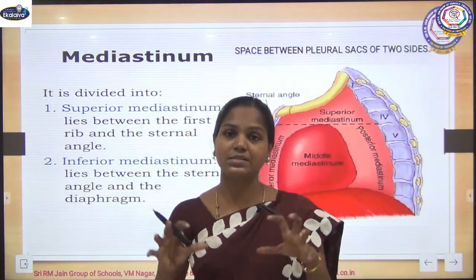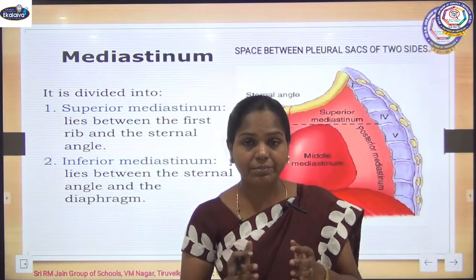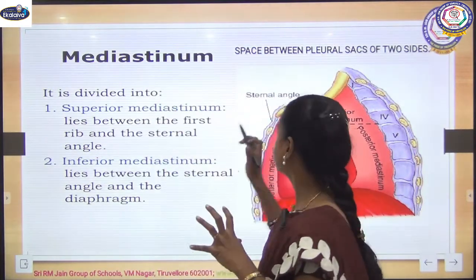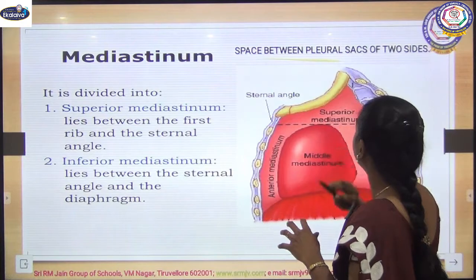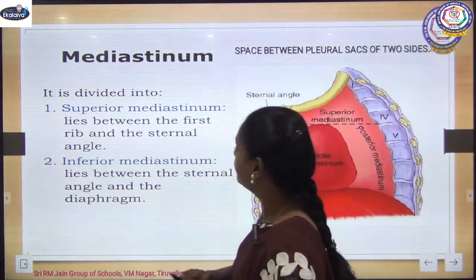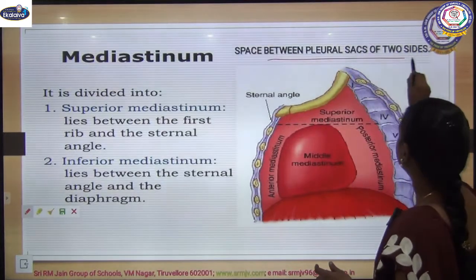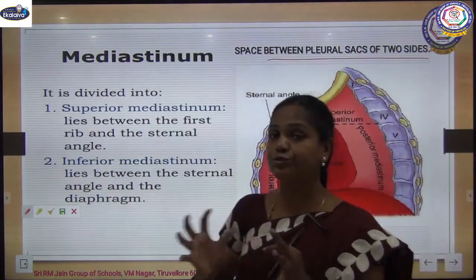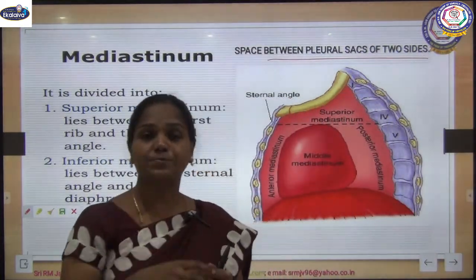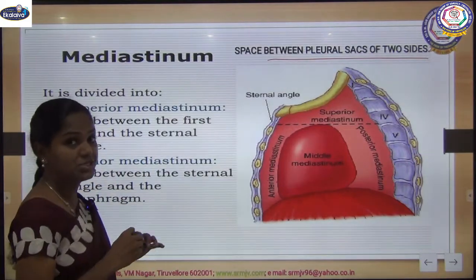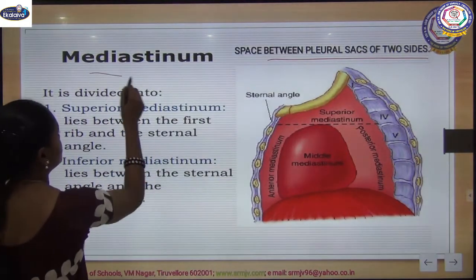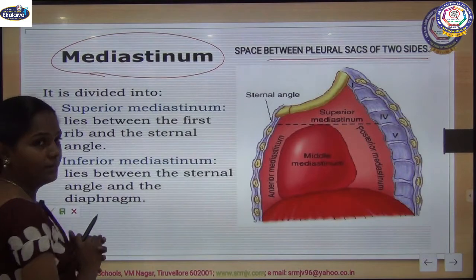We have a pair of lungs, and in the concavity between these two lungs, that is the space between the pleural sacs of the two lungs. The space between the pleural sacs of the two sides, there is a space. I will show you the other picture. That space we call the mediastinum, okay.